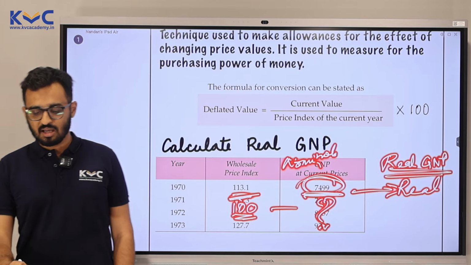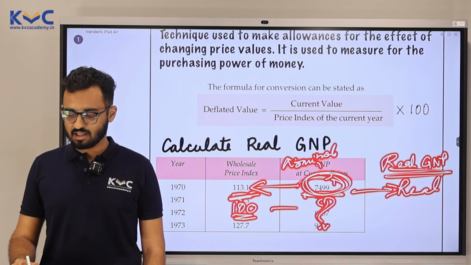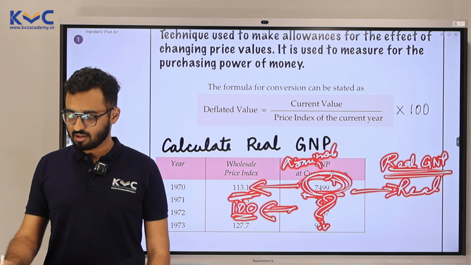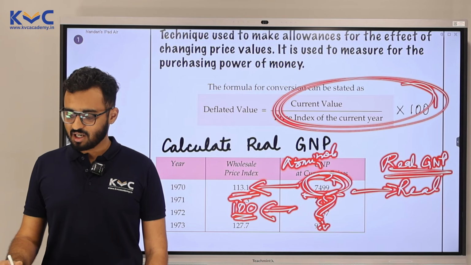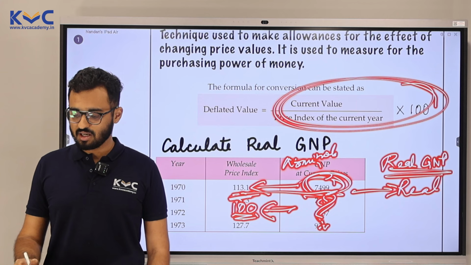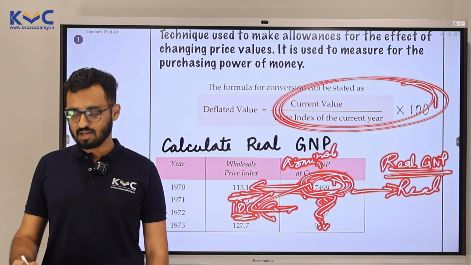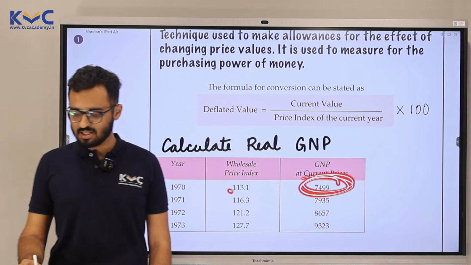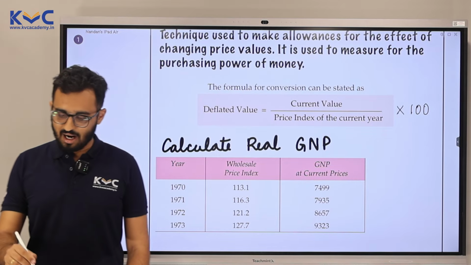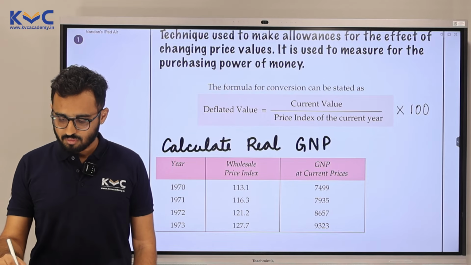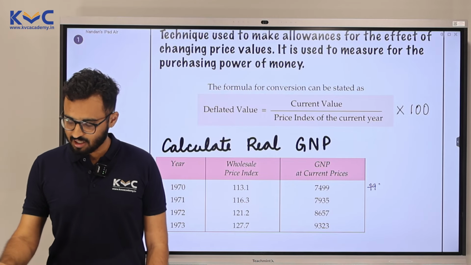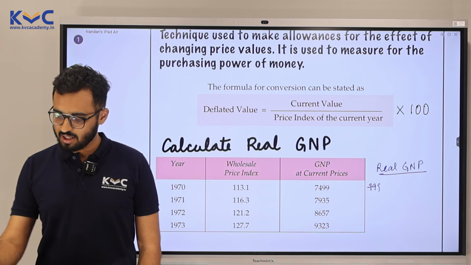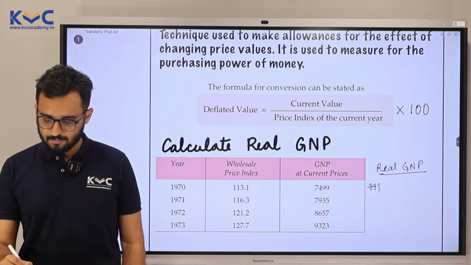How do you do that? If 7499 is 113.1, what is it for 100? So this is exactly what is given in the formula. 7499 divided by 113.1 into 100, which is 7499 into 100 divided by 113.1. Are you understanding? So you simply have to take the GNPs divided by wholesale price index into 100. Okay, shall we do that? Great. So let me put the heading here as real GNP.